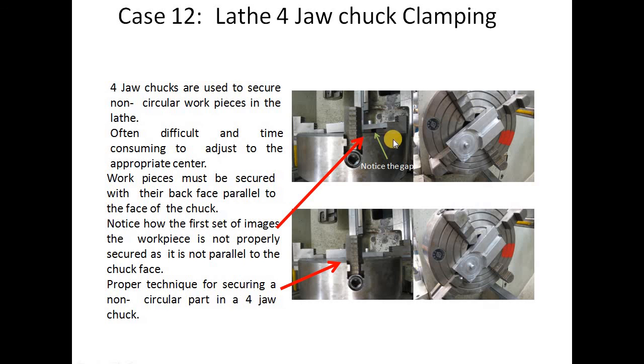Notice how in the first set of images, the workpiece is not properly secured. But in the second case, the workpiece is properly situated, where the gap, look at this gap, is near about 0. So this is the best way of holding the job in a four jaw chuck on the lathe.